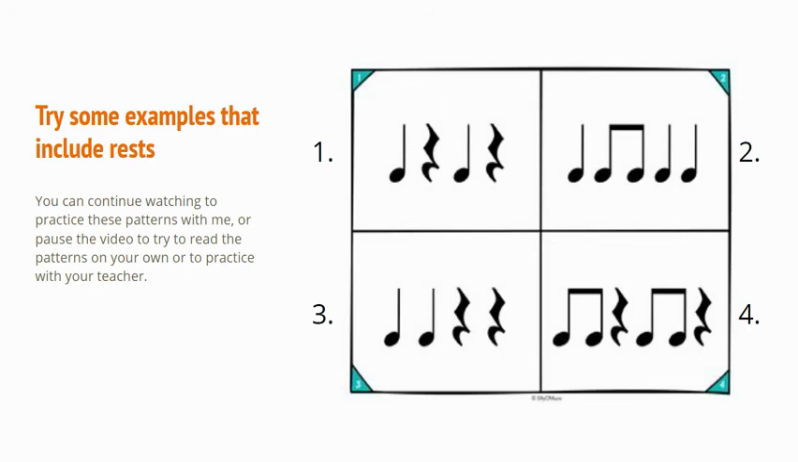I'll clap it first. It says ta, ti-ti, ta, ta. Try it with me again. Here we go. Ta, ti-ti, ta, ta. Very nice. Take a look at number 3. This one has 2 rests. It's going to sound a little different though than number 1 because they're in different places. It sounds like this. Number 3, ta, ta.